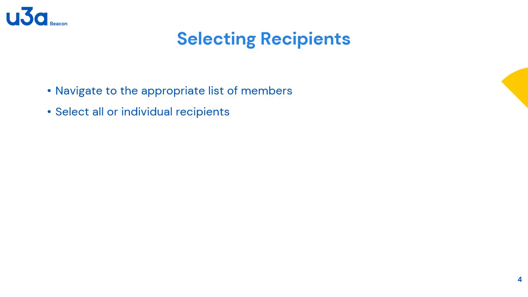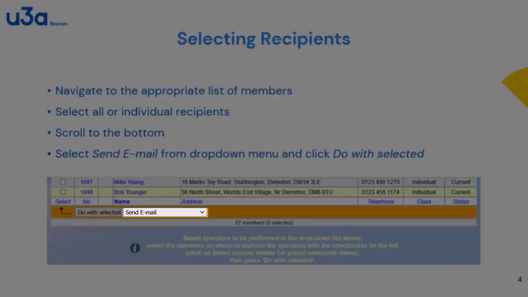To select all names, click Select at the top or bottom of the left-hand column and choose Select All. Alternatively, click the checkbox in that column alongside the names of individual members. Scroll to the bottom of the page and choose Send Email from the drop-down list below the table. Then click the Do With Selected button.